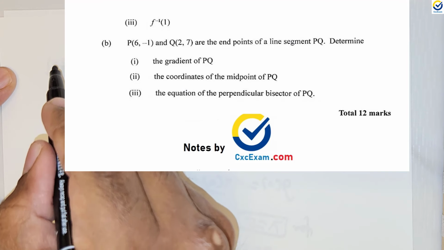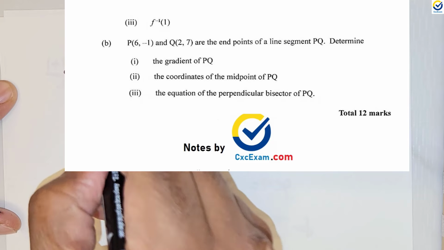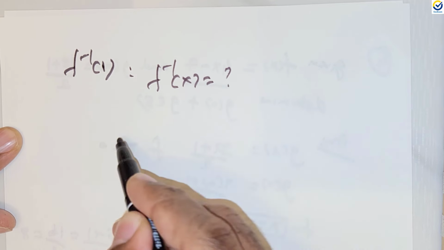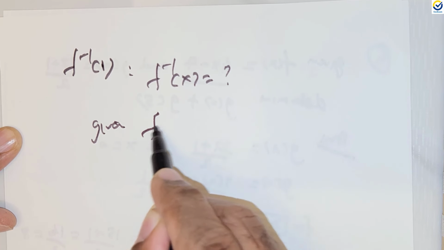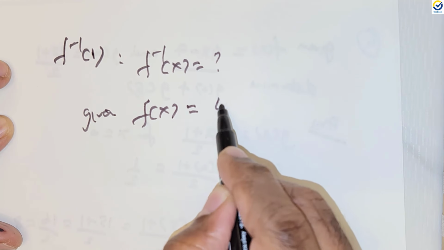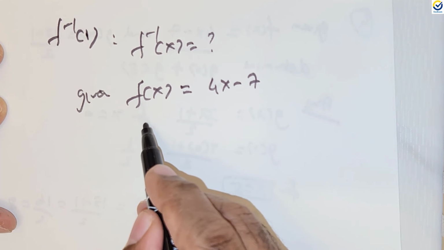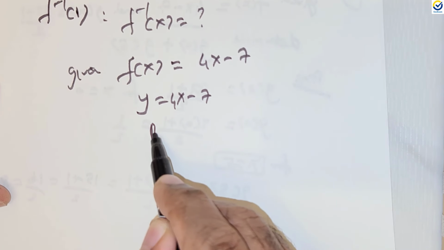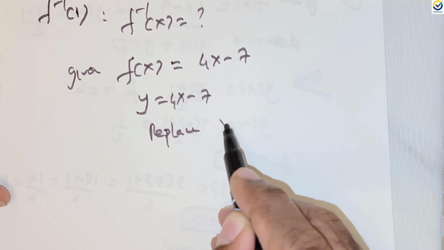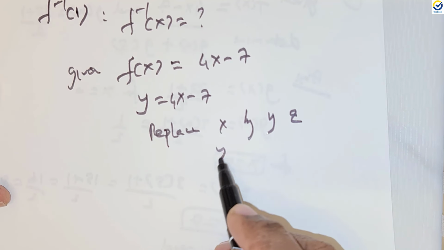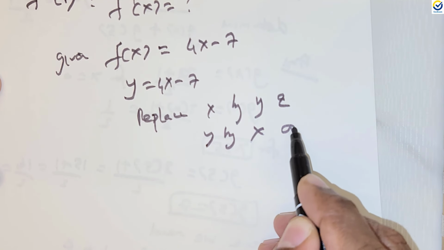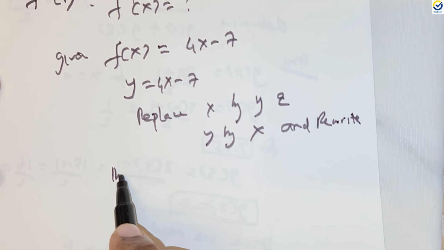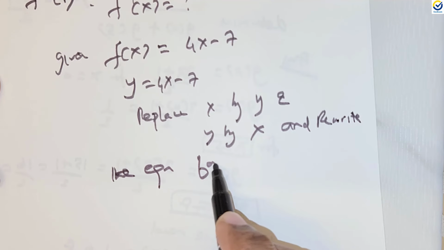So students, this is the next question. We are expected to find f inverse of 1. So foremost we need to find f inverse of x. Now we are given that the function f(x) is 4x − 7. So this means y is equal to 4x − 7. To get the inverse, you replace x by y and y by x, and then you rewrite the equation for y.